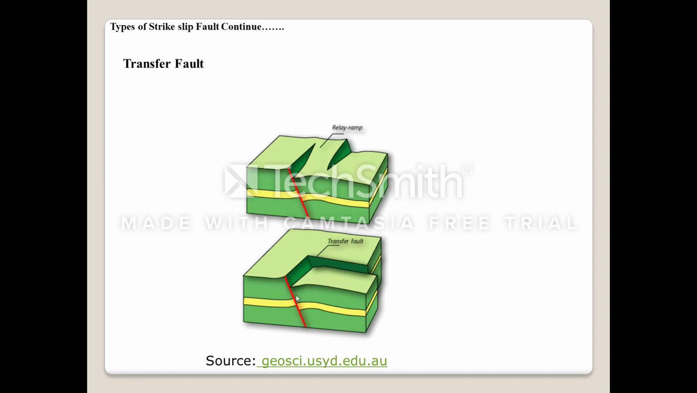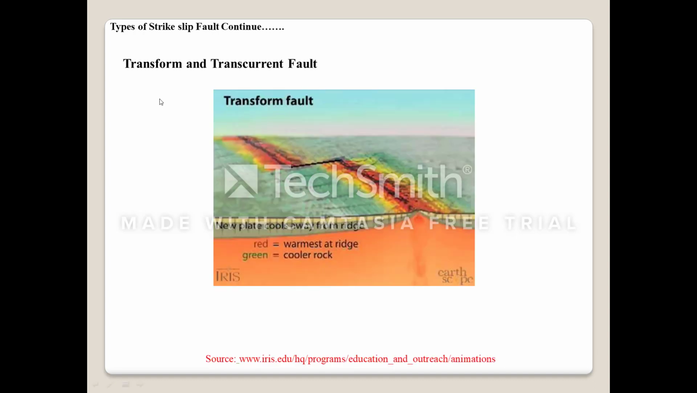Then we have another category, that is transform and transcurrent faults. Transform faults are major regional structures that mark the boundary of two tectonic plates. As we can see here, a transform fault is associated with ridge plate boundaries, or we can say divergent plate boundaries. Transcurrent faults are regional scale strike slip faults in the continental crust. Basically, a transcurrent fault occurs within the continental crust, not at the boundary, whereas a transform fault occurs at the boundary. So this is the main difference.